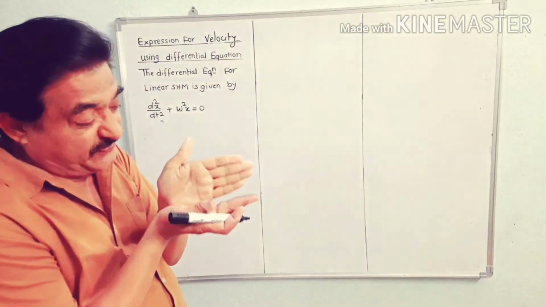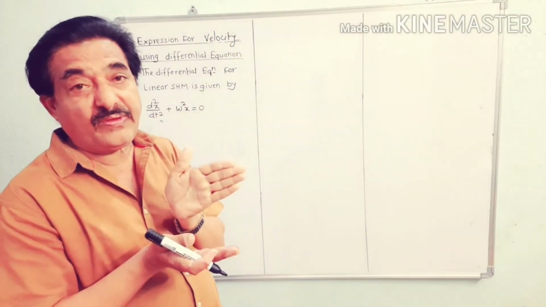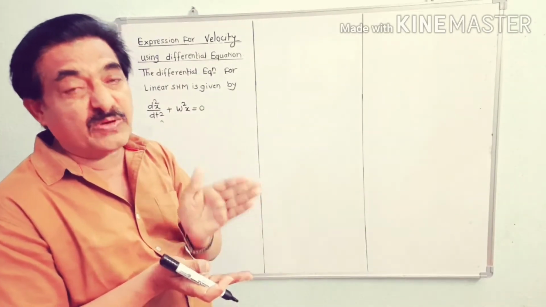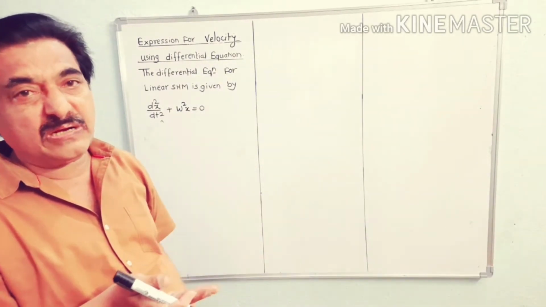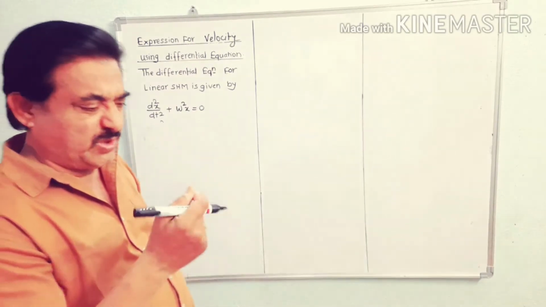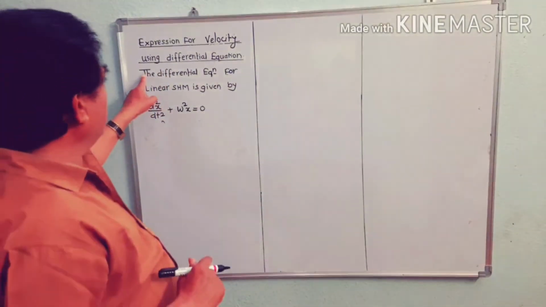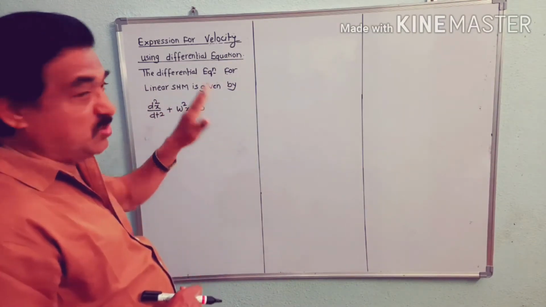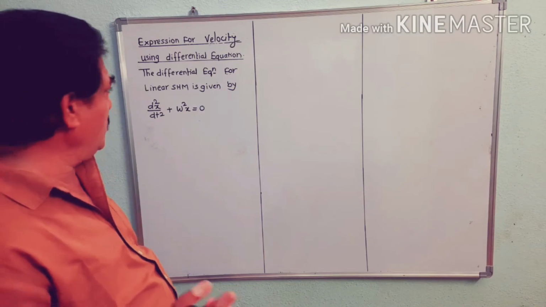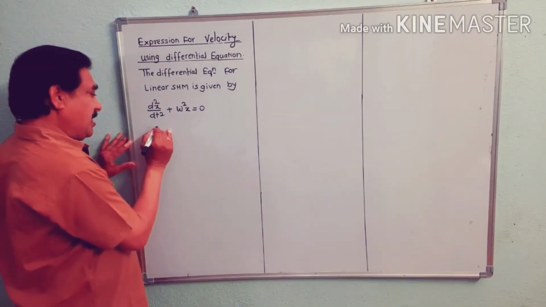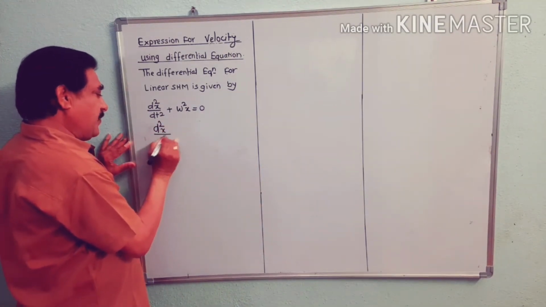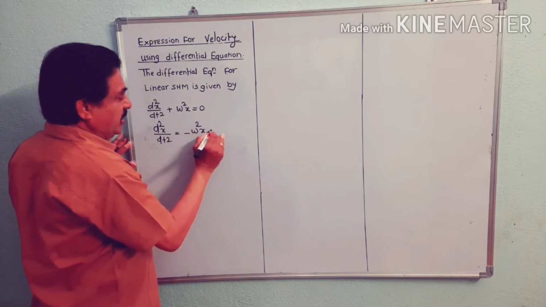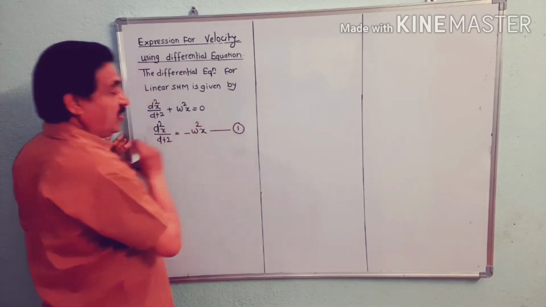It means we will start from the differential equation and we will obtain an expression for the velocity of a particle performing the linear simple harmonic motion. So as we have to start from the differential equation, the differential equation for linear SHM is given by d2x upon dt square plus omega square x is equal to 0. We have to rearrange this equation, and d2x upon dt square is equal to minus omega square x. This is equation 1.